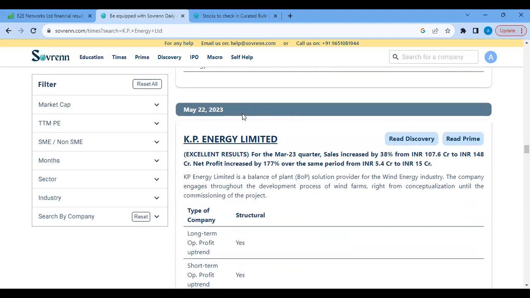Did KP Energy satisfy criteria on 22nd May? Yes or no? Yes, it did satisfy criteria. Right? We have to map the companies against our criteria and find whether these companies meet our criteria or not. Let us look at another example.